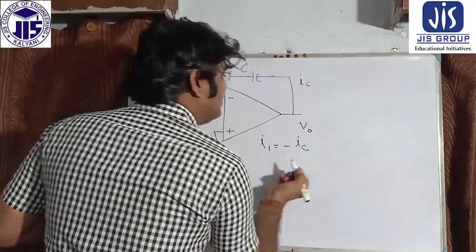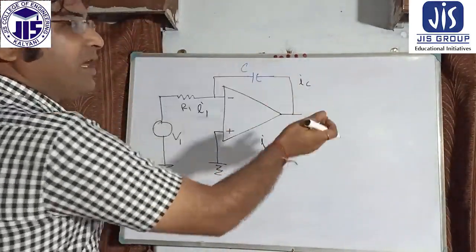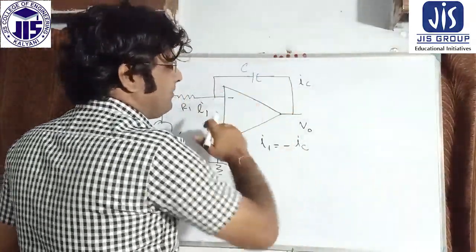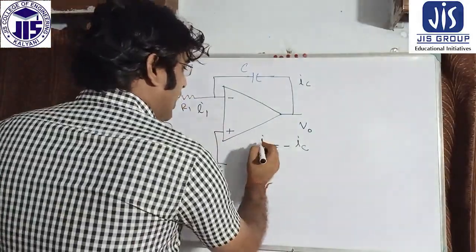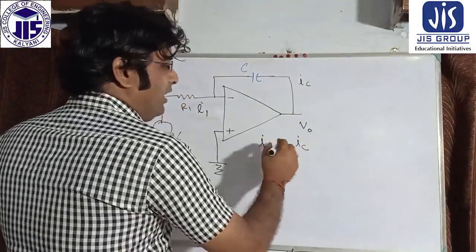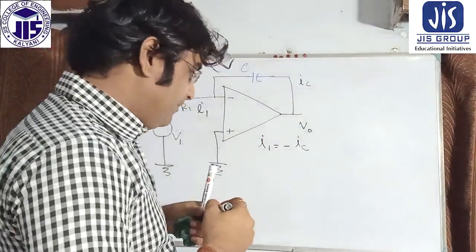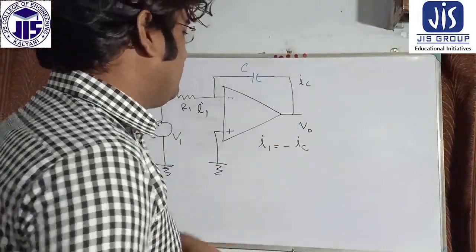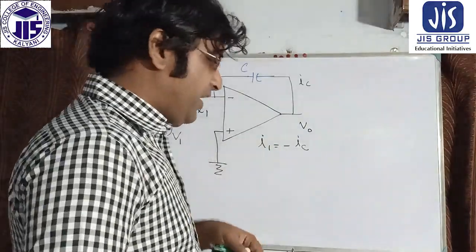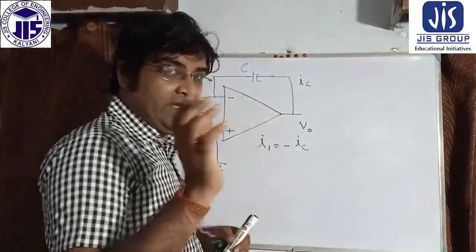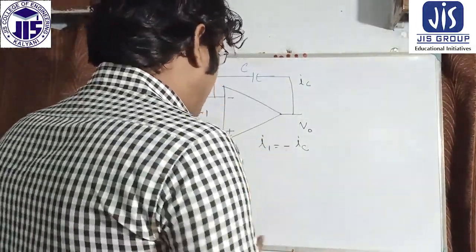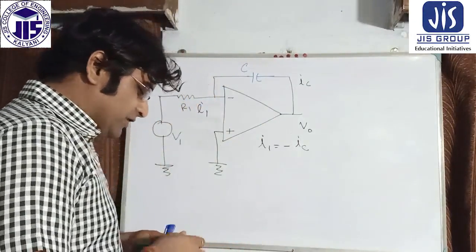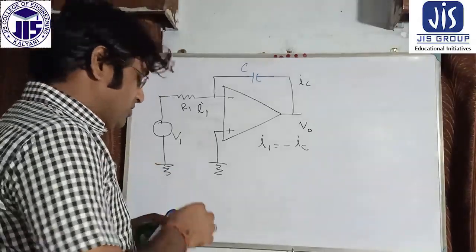This is IC. Why? Because this is the same current, the current passing through the capacitance. So I1 equals minus IC. Now, as I1 equals minus IC, how can we define and justify this? That is a very important thing, so for that we want to go for some important calculations.